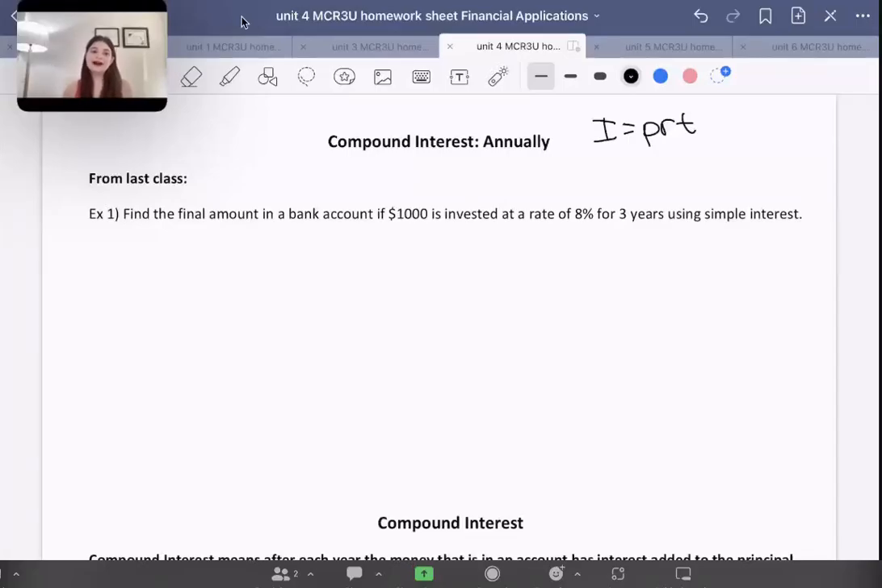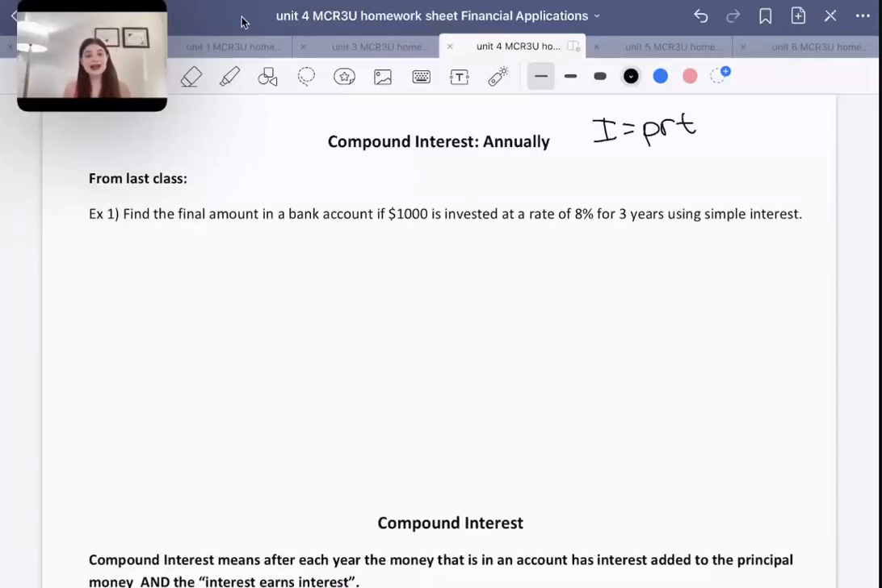Hello, everybody. Welcome back. Today, I'm going to be talking about compound interest, annually specifically. We're going to start talking about this.